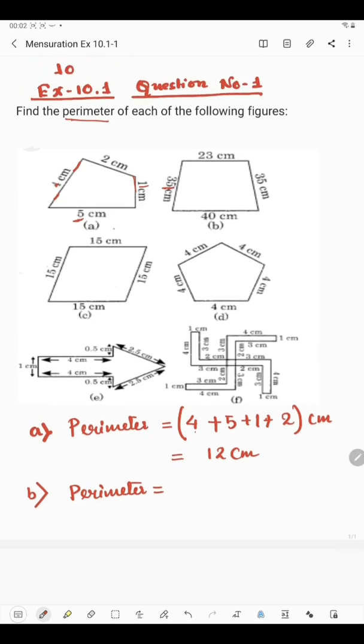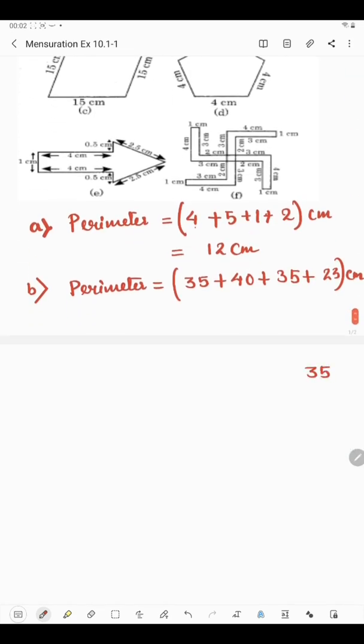Let us start with 35 centimeter, then 40 centimeter, then 35 centimeter and 23 centimeter. So 35 plus 40 plus 35 plus 23. So 5 plus 5 is 10, 10 plus 3 is 13, 3, 1 carry, 3 plus 1 is 4, 4 plus 4 is 8, 8 plus 3 is 11, 11 plus 2 is 13. So it's 133 centimeter.